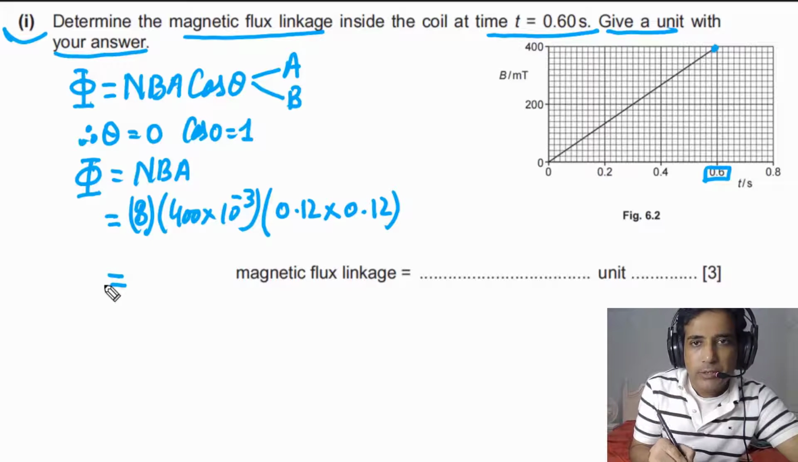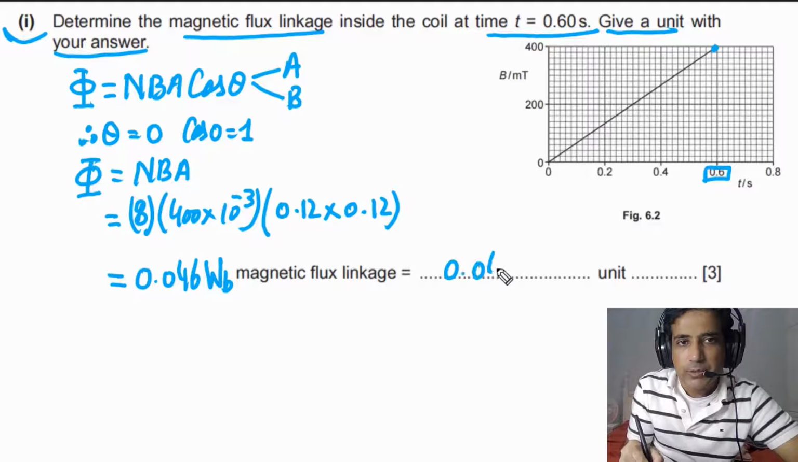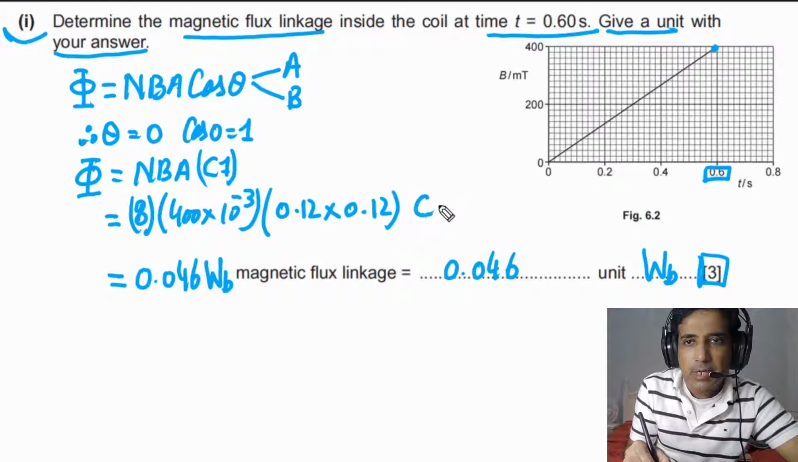Simply we need to calculate. If we calculate this, our final answer is 0.046, and the unit of magnetic flux linkage or magnetic flux is simply Weber, Wb. So this is our final answer, 0.046, and the unit is Weber. So this is how you can answer this question. This question has 3 marks. The first mark you will get if you have written this formula, and this is a C mark. The second C mark you will get if you have plugged in these values, and the last mark you will get if you have got the right answer, and that mark is an A mark.